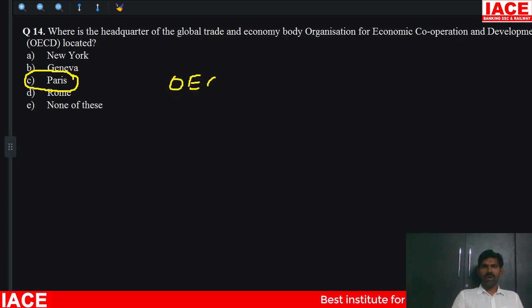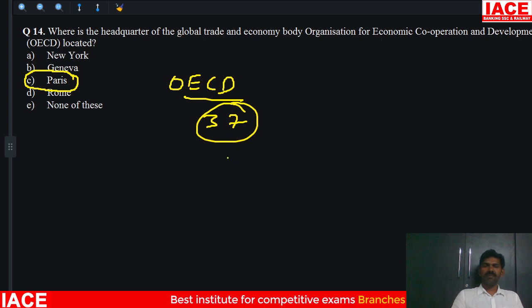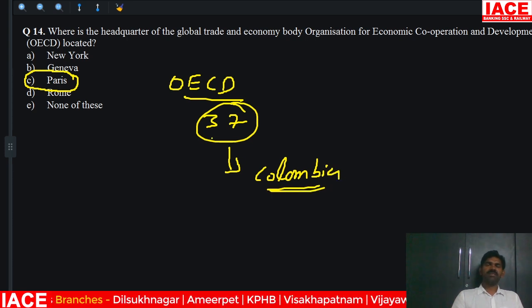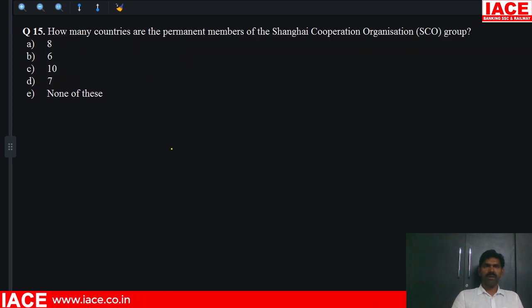Organization for Economic Cooperation and Development has got 37 countries as members. And the 37th country is nothing but Colombia. Colombia is the 37th country of the Organization for Economic Cooperation and Development. Very important.